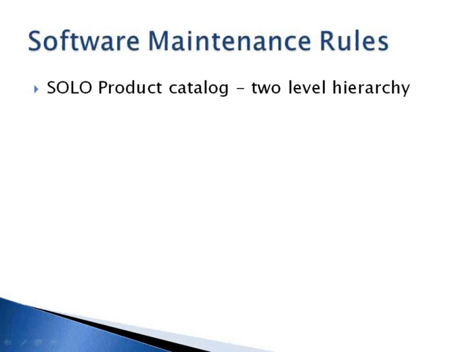Okay, moving on, talking about the software maintenance rules. So how did we add those maintenance renewal options and upgrade options that I showed you? The Solo product catalog has a two-level hierarchy, a product and a product option. You can have as many products in your catalog and multiple product options attached to the product. We'll show you an example of that in a little bit.